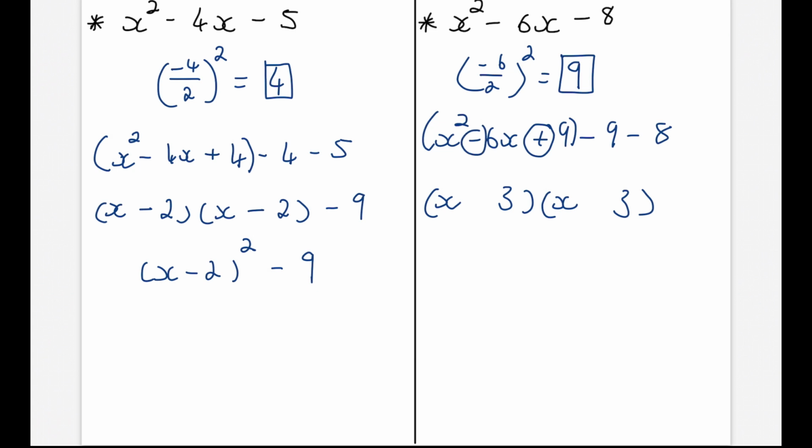And because that's a minus, there'll be minus and minus. Now, negative 9 minus 8, that's negative 17. So since x minus 3 is repeating itself, I can write it as x minus 3 squared minus 17.